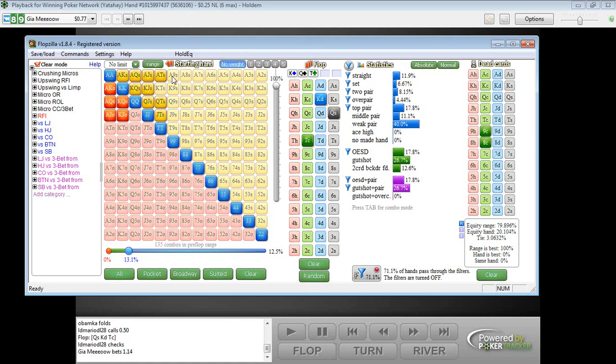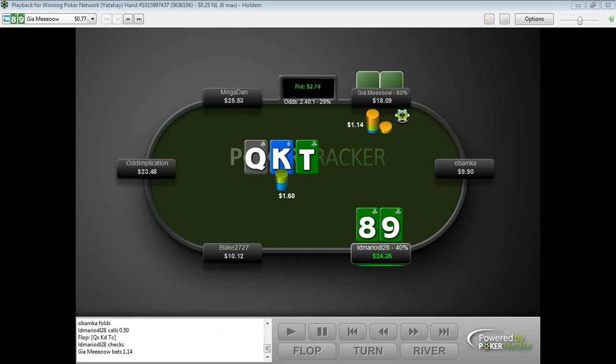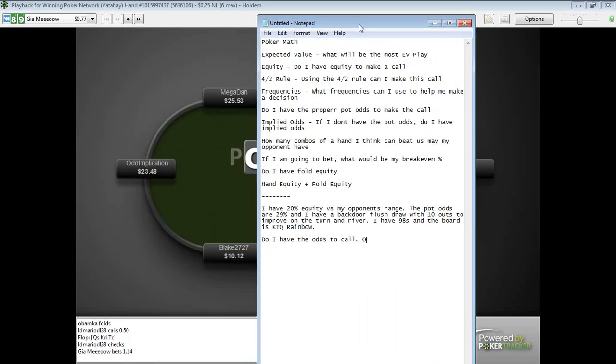So he has 1, 2, 3, 4, 5, 6, 7. So 7 times 24 is 168, plus 6. So he's got 174 combos of aces, possibly, in his range. So I'm even going to write down: opponent has 174 combos of aces in his range. Ace 10 suited through ace king suited, ace ace, and ace jack offsuit through ace king offsuit.